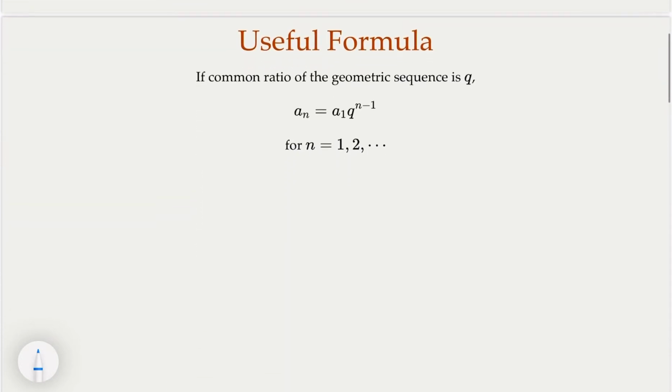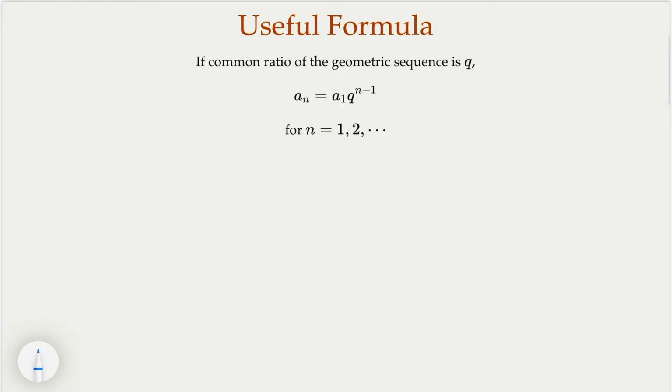Now, of course, this is about geometric sequences. We need to know the formula, right? So if the common ratio is q, then the nth term is going to be the first term times q to the n minus 1 power. So we're given two values. Let's plug them in.